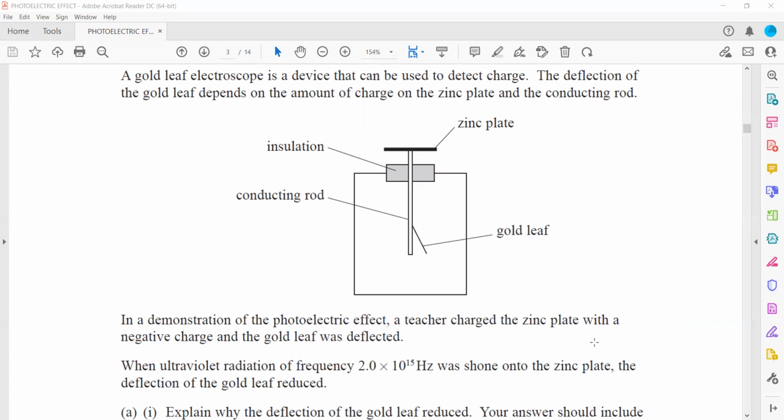If there's more charge, then more deflection. Like this, the gold leaf will have large spacing between them. This part is rigid. A conducting rod is rigid. So the gold leaves, if they have the same charge, identical charge, like charges repel, either positive or negative. So they will move away. Greater charge means greater distance between the gold leaf and the conducting rod.